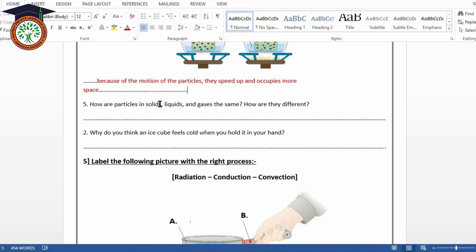Okay, let's see 5. How are particles in solid, liquid and gas the same, and how are they different? We said that all the particles are in constant motion, so this is how they are the same. While for how they are different, we know that the particles in the solid are so compact to each other, there is no space between them, and in liquid there is a little bit of space between them. Then the gas, they are so far from each other.